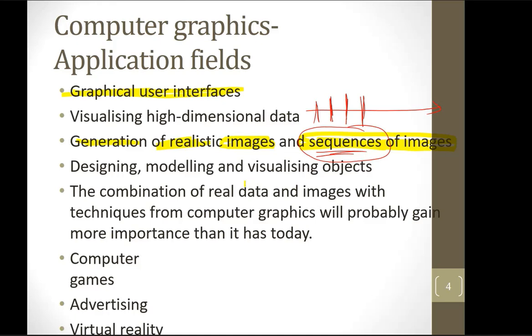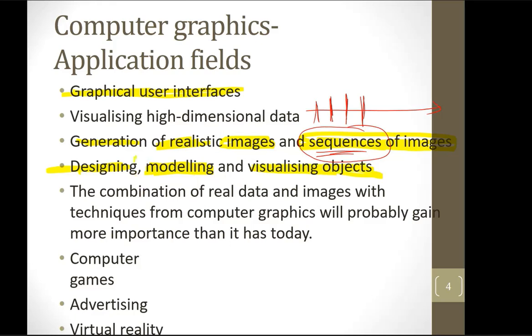So an application can also be designing, modeling and visualizing objects, in 2D or 3D. First of all, we have to make the design, then we have to make the modeling, and finally we have to make the rendering. By making the rendering, we can visualize the object.